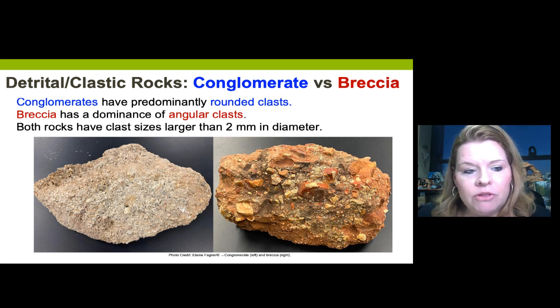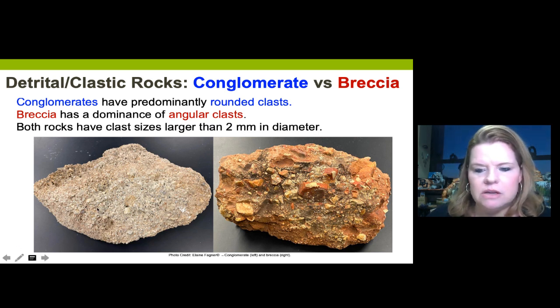In both cases, these rocks will have all different grain sizes from real tiny to very large, but they usually have clast sizes that are 2 millimeters and larger, and that's clearly the case in both of these illustrations here.